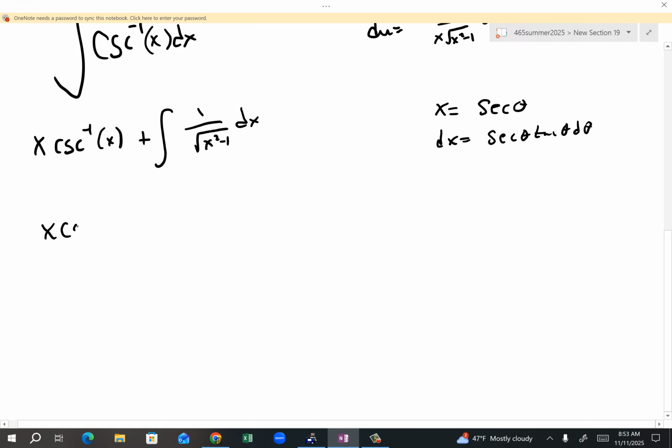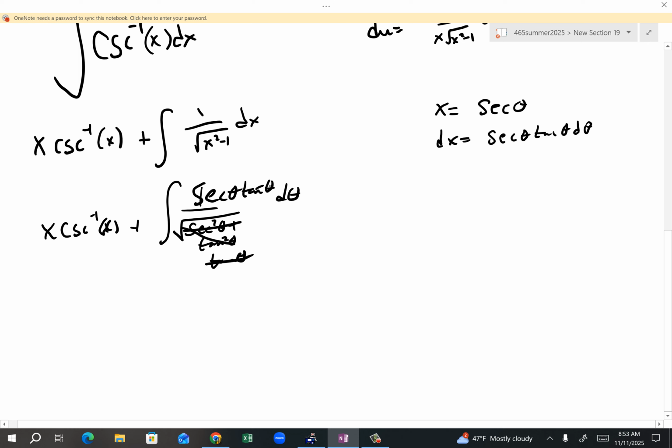And so x arc cosecant x plus, so that's going to be 1 over the square root of secant squared theta minus 1. And then on top we're going to have secant theta tan theta d theta. Secant squared theta minus 1 is tangent squared. The square root of tangent squared is tangent. The tangents cancel out, and you're left with that plus the integral of secant theta d theta.